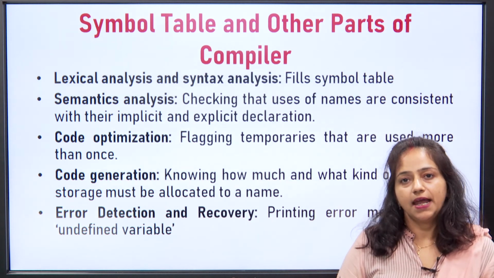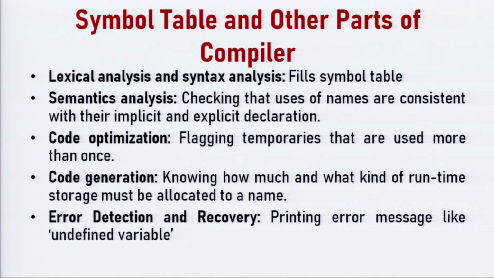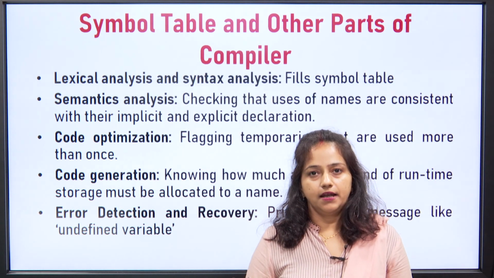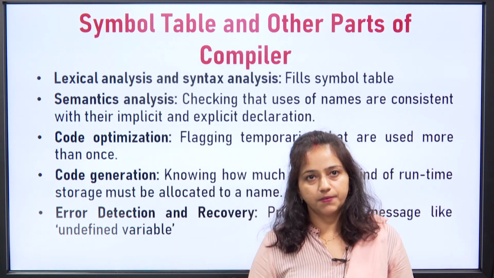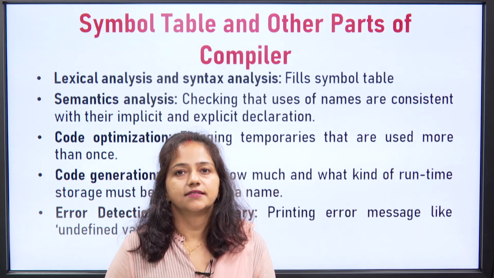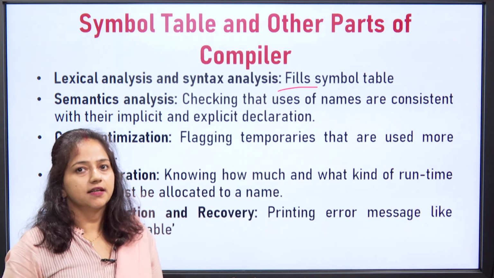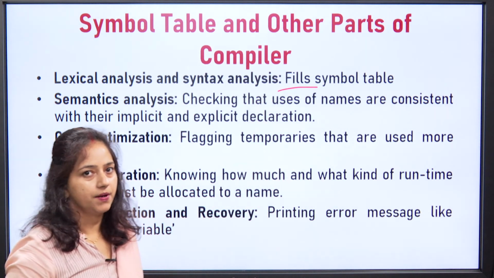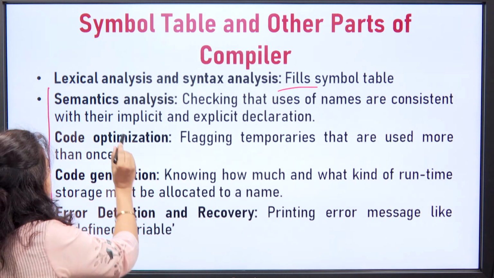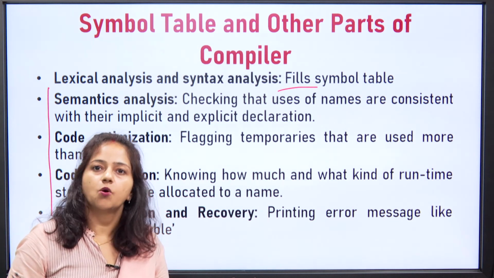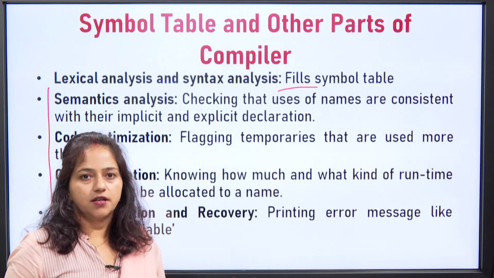Now, we know that in compiler there are various phases. For example, lexical analysis, syntax analysis, semantic analysis, intermediate code generation, code optimization, code generation, and other two important components are symbol table and error detection. So, certain phases of the compiler will store information into the symbol table and certain phases of the compiler will use or retrieve the information stored into the symbol table. So, lexical analysis and syntax analysis phases fill the symbol table, while the other phases of the compiler like semantic analysis, intermediate code generation, code optimization, code generation, these all phases use the information stored into the symbol table.